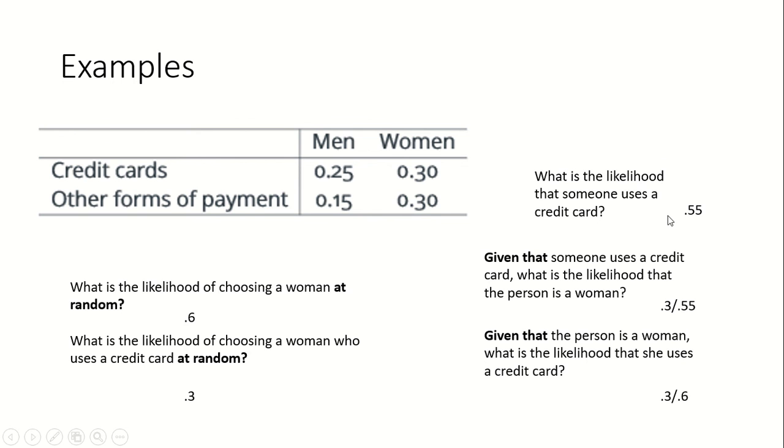And the last question, what is the likelihood that someone uses a credit card? We can sum these. It would be 0.55 in the margin.